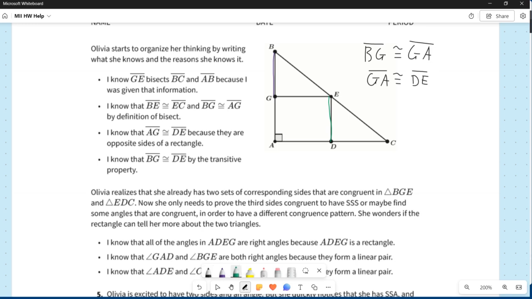Well, the transitive property tells us that if A is congruent to B and B is congruent to C, then A is congruent to C, which means that BG is congruent to DE. That's what that last bullet point is saying. So that's how the transitive property works. So A is congruent to B, B is congruent to C, therefore A is congruent to C. So Olivia knows all of those things.